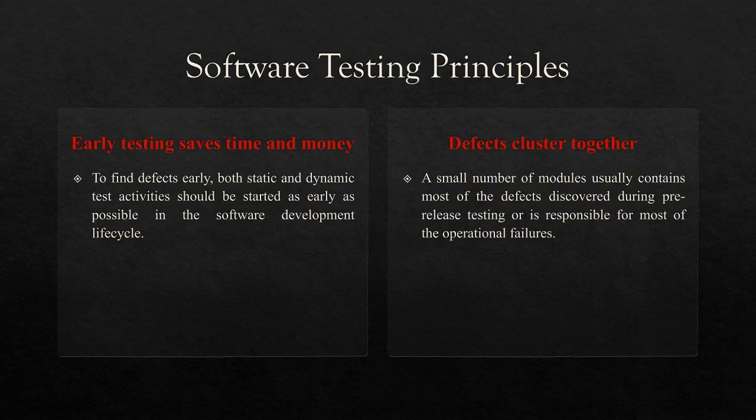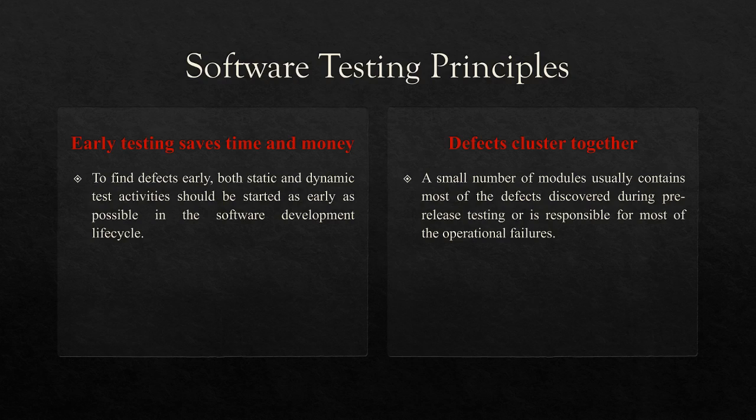Now, the third principle is early testing saves time and money. This principle basically explains that as soon as the product development or project is initiated, we should start the software testing. So, to find defects early, both static and dynamic, the test activities should be started as early as possible in the software development lifecycle.